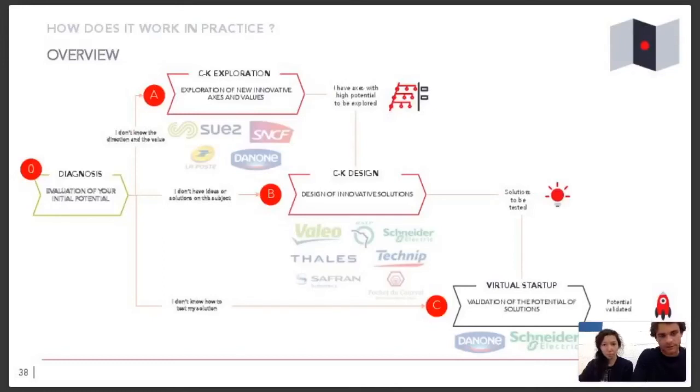And the thing is that what we also have is really grounded experimentation of this step with really well-known companies, as you can see on the slide, like Suez, Danone for CK exploration, or La Poste, CK design. We have been working with Safran, Thales, Technip, and so on. And on virtual startup, we work with many companies as well, like Danone, Schneider Electric, and so on and so on. So these are some elements that we wanted to share with you.